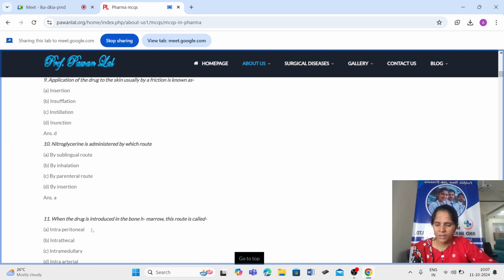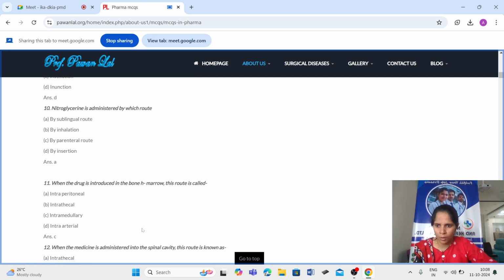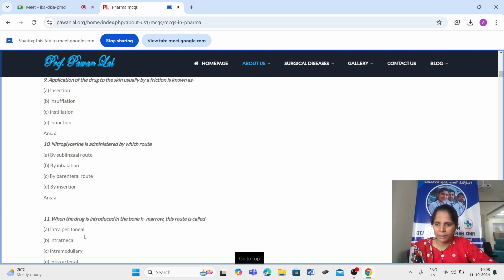Next, when the drug is introduced in the bone marrow, this route is called what? Intraperitoneal, intrathecal, intramedullary and intra-arterial. See, intraperitoneal. What do you mean by peritoneal? You know peritoneum. What is peritoneum? Peritoneum is related to which system in our body?